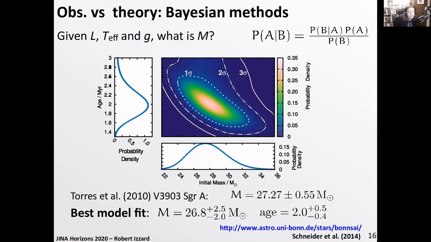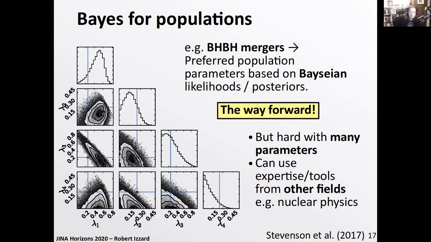Bonsai is very good. They use whole grids of models, and they given here, for example, this Sagittarius A, we can say what is the best model fit to the luminosity, effective temperature, and the gravity, for example, and get from that a mass and an age, with uncertainties. So we can do it star by star. It's more difficult to do it for a population, but the group in Birmingham, or I think have now moved to Australia, they're working on this.